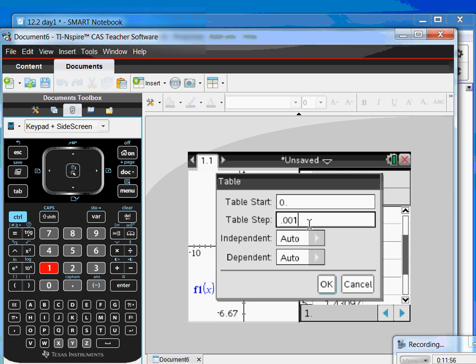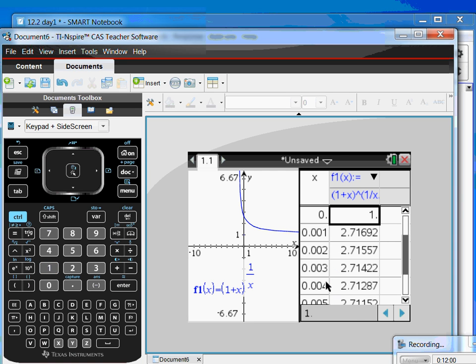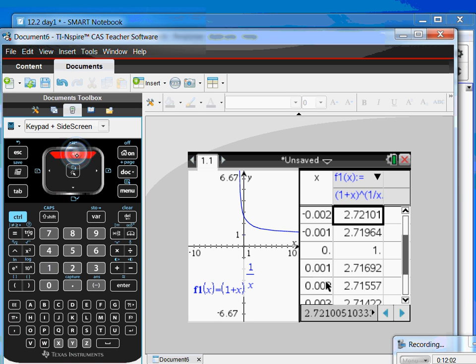So by doing that, and using our up or down key, I want to look again at the limit as x is approaching 0 from the left and from the right. So from the left, when I have my x equaling 0.002, 0.001, I can see the values 2.72, 2.71. Coming from the right, 2.71, 2.71692. So what is my limit?